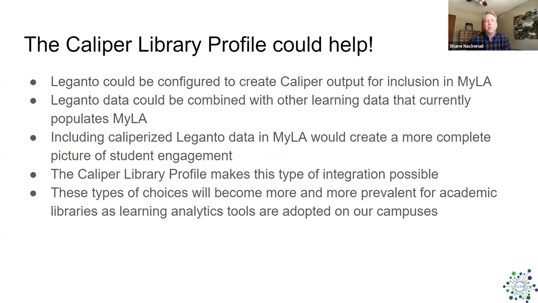And I just wanted to say that this isn't going to be the last time that we have to make a decision like this, I think. I think these types of choices are going to become more and more prevalent for academic libraries as learning analytics tools become more widespread on our campuses. And I think the Caliper Library Profile is a good step in the right direction to give us the option then of participating if we so choose, and if it fits into our privacy policies and practices, we can use the Caliper Library Profile to participate and be at that table.